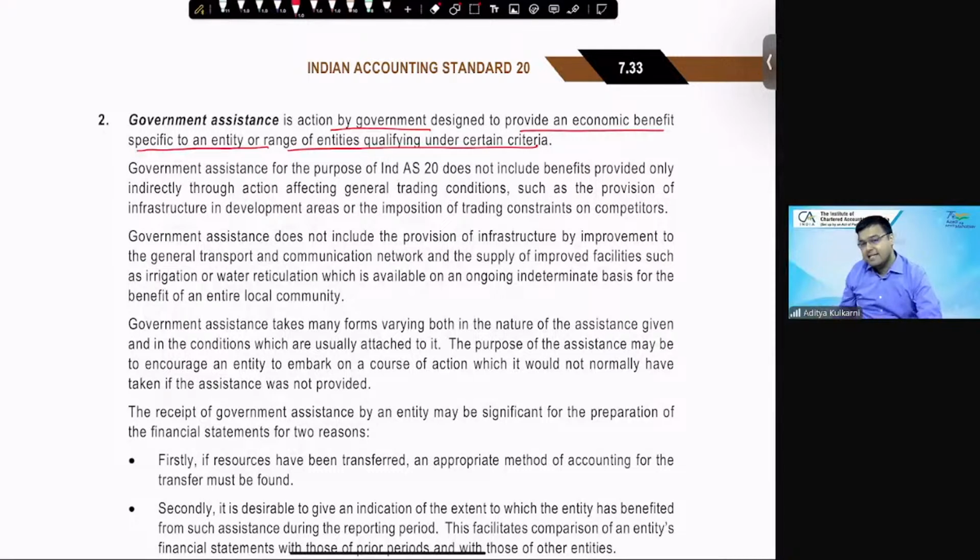So can the entities give a monetary value to this? Answer is no. But is it a form of assistance? Answer is yes. So what will the entity do in this case? The entity can only give a disclosure of the government assistance. It cannot account for the assistance because there is no transfer of tangible resources.